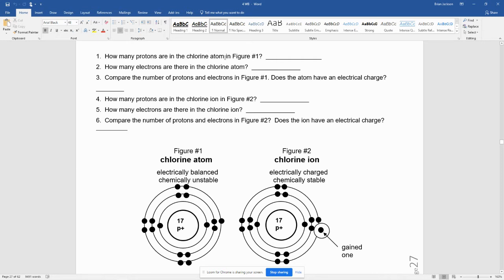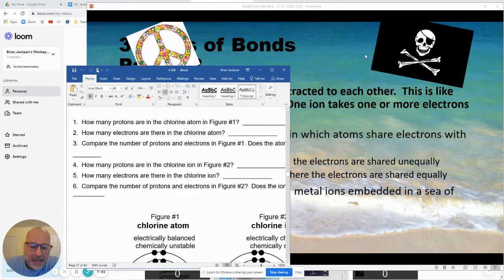So how many protons are there? There's 17. How many electrons are there in the chlorine atom? Well, it's an atom, so you don't even technically have to count. It's saying 17 is the number of protons it has. If it's using the word atom, it means there are 17 electrons there, so you can just fill that in like that. Compare the number of protons and electrons. Does the atom have an electrical charge? The answer for number 3 would be no. For every 1 proton in the center, 1 electron is on the outside of them, so they kind of balance out in that way.